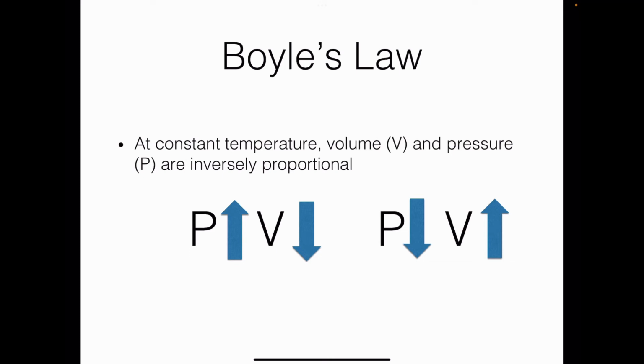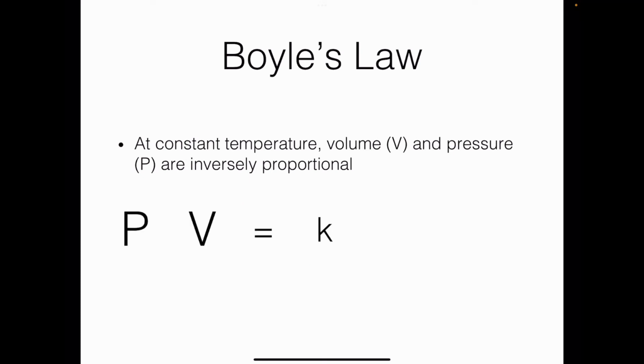When one goes up, the other one goes down. When one goes down, the other one goes up. They behave in an opposite manner. They do opposite things. So what we want to look at here is the fact that P times V equals K. And what K is referring to is just this specific set of conditions for this gas. If I have a gas in a container, pressure will be at a certain numerical value and volume will be at a certain numerical value.